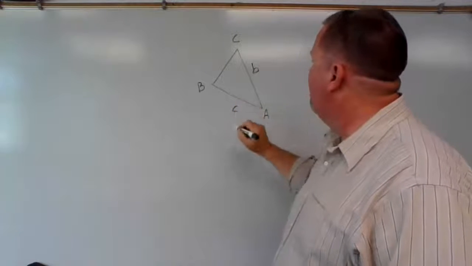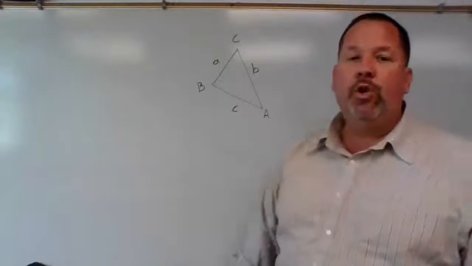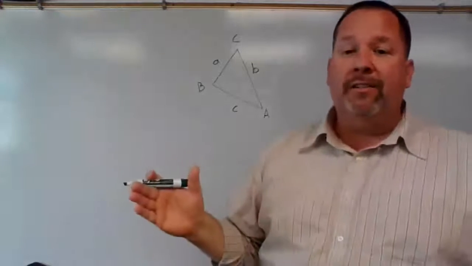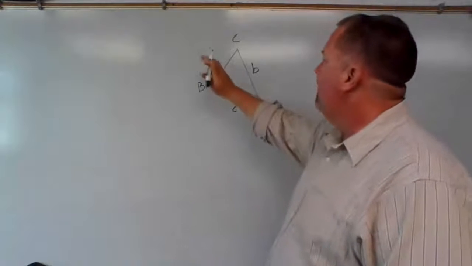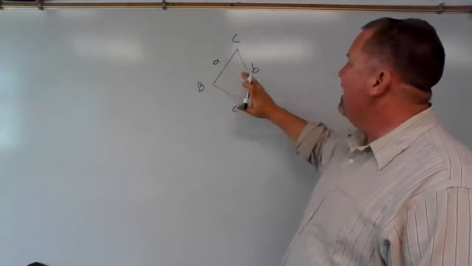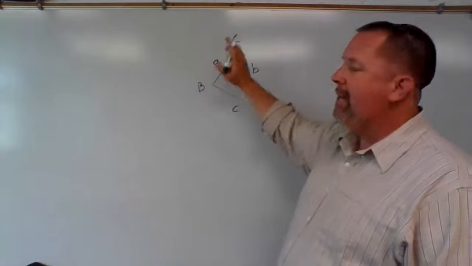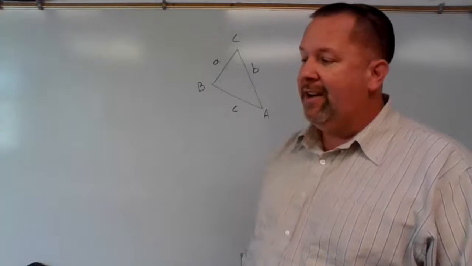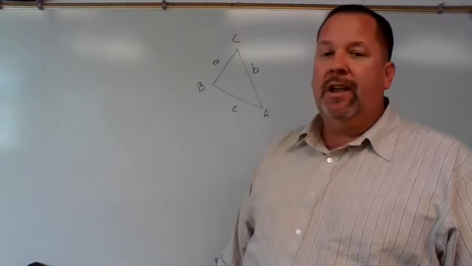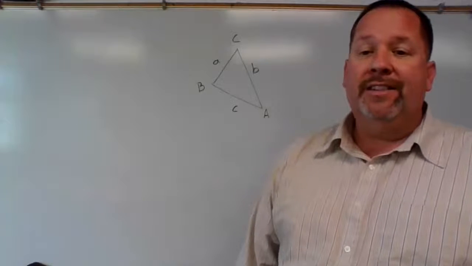This is side lowercase c, and this is side A. So for this triangle to be considered solved, I'm going to be able to tell you the length of side A, side B, side C, and the measures of angles A, B, and C. I'm going to start with some information that they're given, and we're going to use something today that's known as the law of sines.